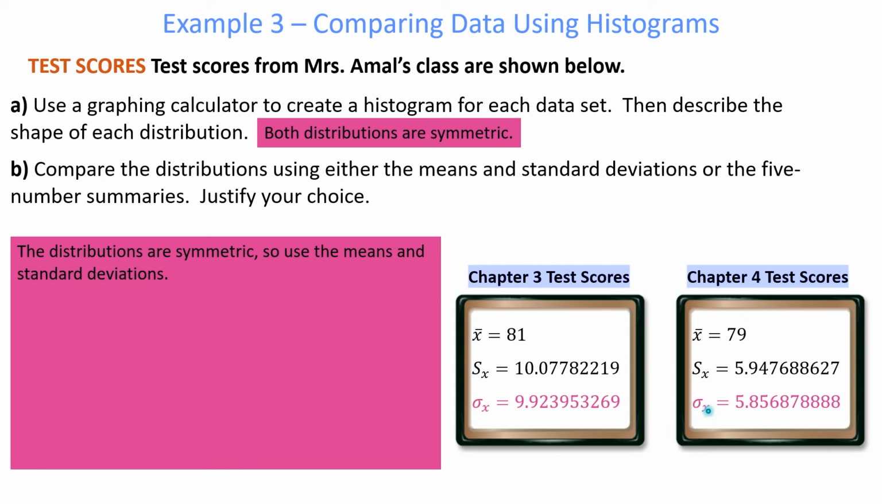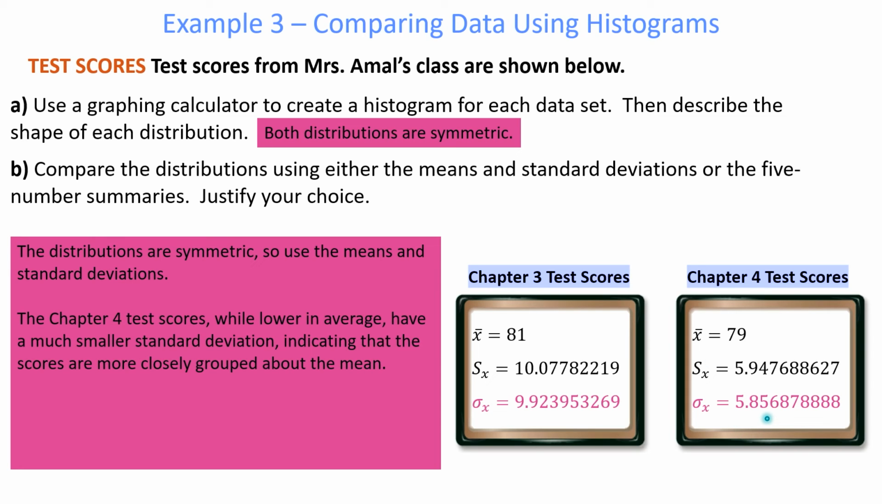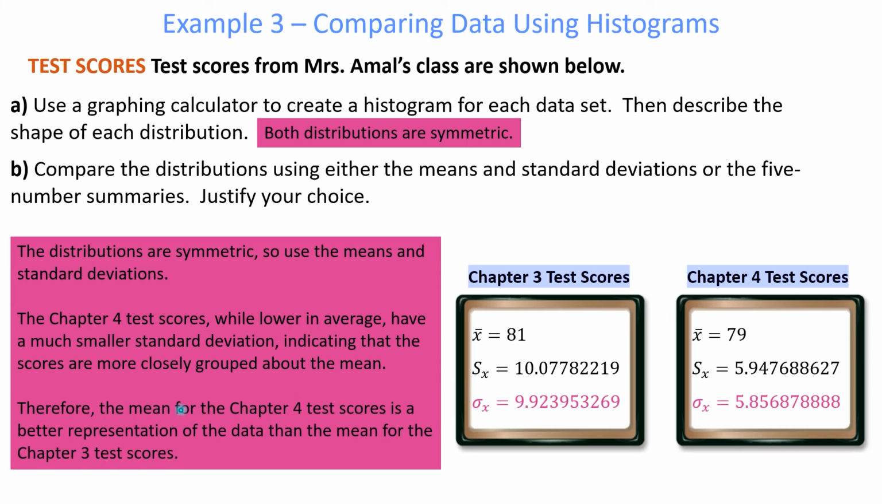Now, you'll notice, whilst the Chapter 4 test scores have a lower average compared to Chapter 3 test scores, it also has a smaller standard deviation. And this indicates the scores are more closely grouped about the mean. So what this means is the mean for the Chapter 4 test scores is a better representation of the data than the mean for the Chapter 3 test scores.